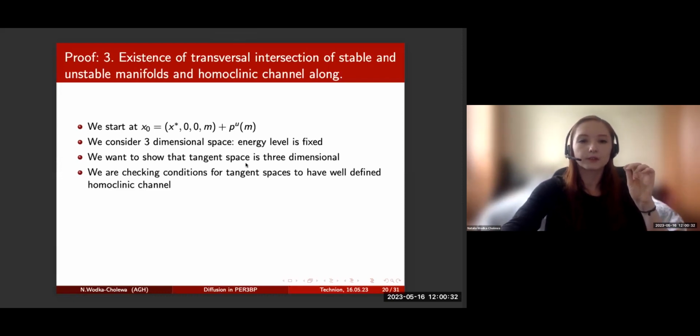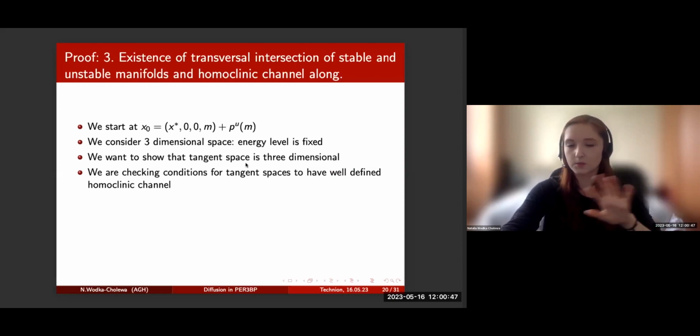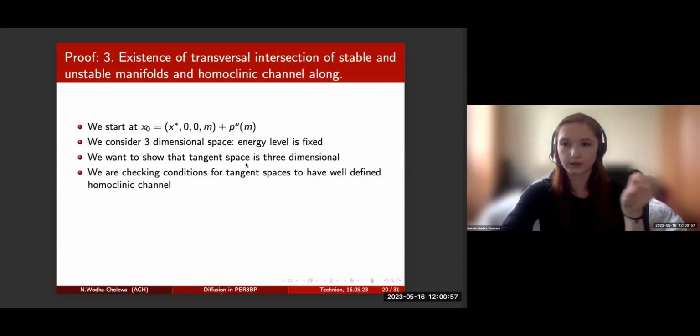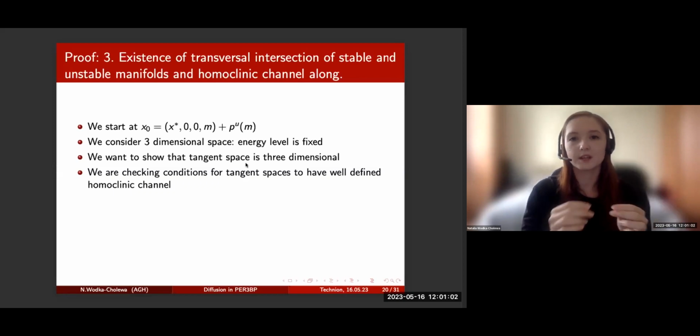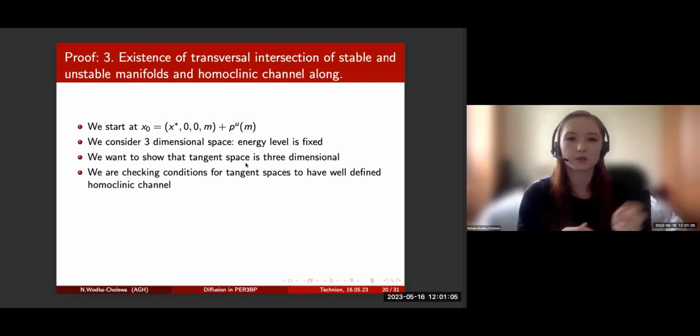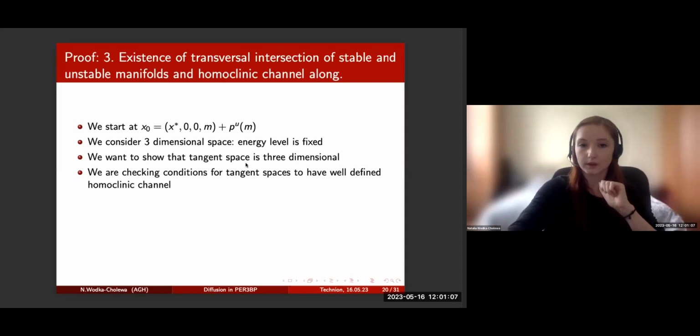Okay, and we have to check some conditions, and if the common channel is well defined, but it's just checking the tangent spaces, if they have all the directions we need, or the dimensions. I won't put it in here because it's rather technical, and it's a lot of work to write everything and understand why it is. It's pretty easy, but you have to write everything down to see if you have this direction, you have this direction, and everything is as you like.